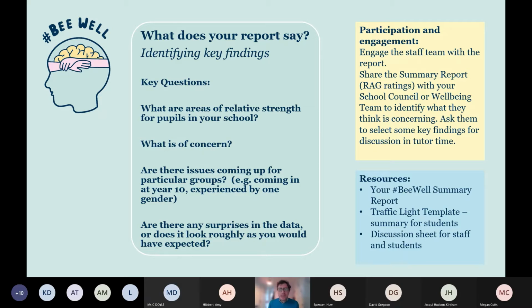It may be that you can then pull out some key findings that could be shared with a wider group of young people. So, using tutor time, I'm going to show you a resource over the page that could be helpful in doing that. So thinking about how you can get children and young people engaged right from the point of identifying what the key findings are, so that they're a part of the thinking around the prioritisation process.